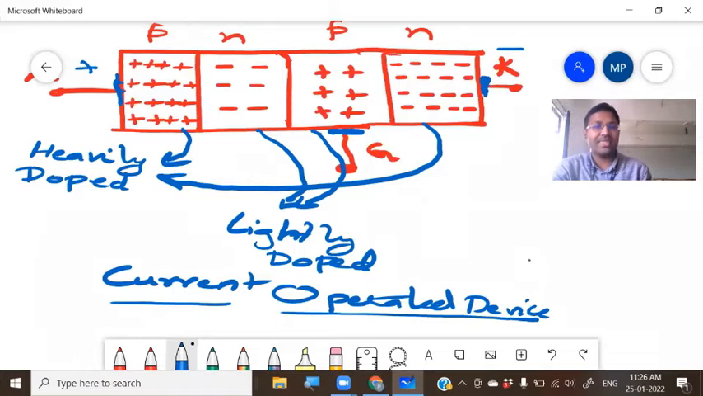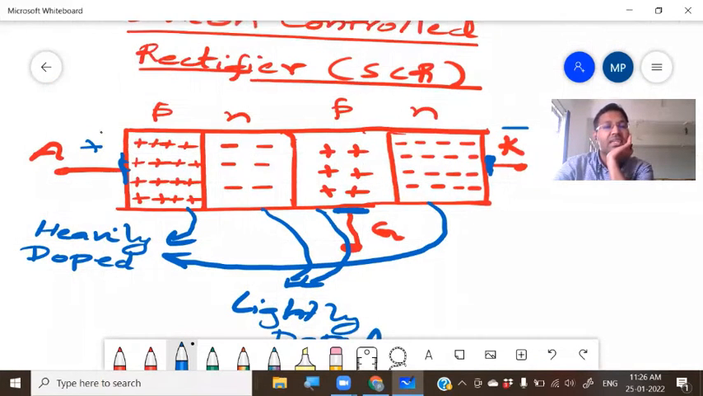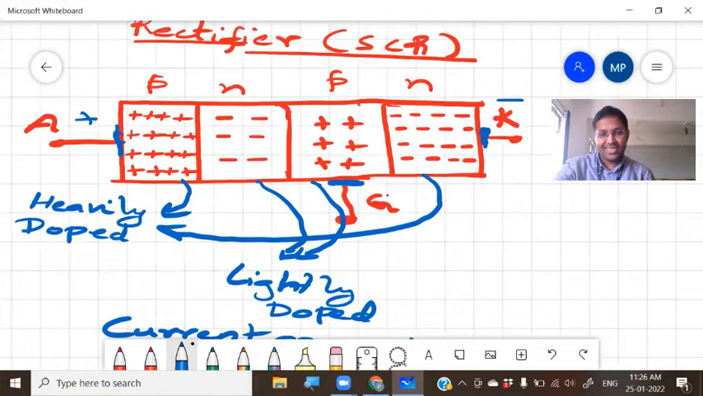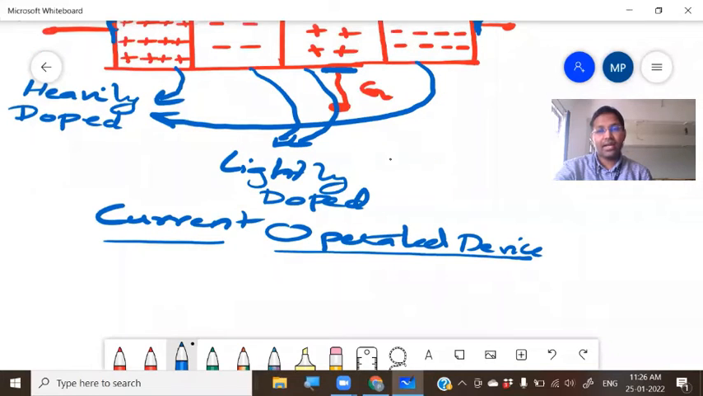Why is it known as current operated device? The anode current is not only dependent on the anode cathode voltage, but also on the gate current. Hence it is current operated or current controlled device. BJT is also a current controlled device because the input current controls output current. Same here. Your gate current controls anode current, hence this is current operated device.